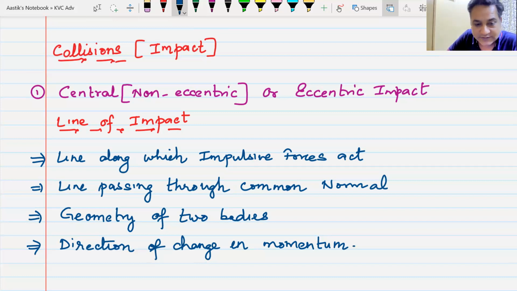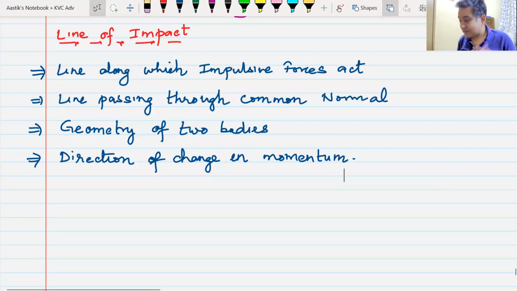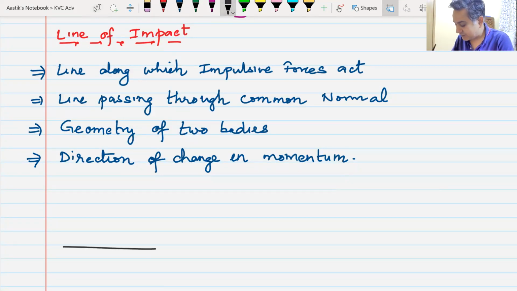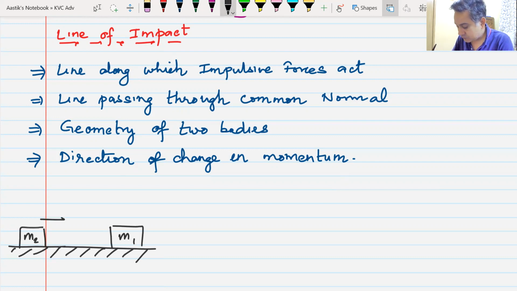Now, having said so many things about this line of impact, let us try to understand how we can find out this line of impact. For example, this is a surface and a body of mass m1 is kept on this surface, and a body of mass m2 is moving like this and colliding like this. In this case, what will be the line of impact? The line of impact will be the common normal, yes or no? Yes, sir. This would be the line of impact. Do we understand this? Yes, sir.